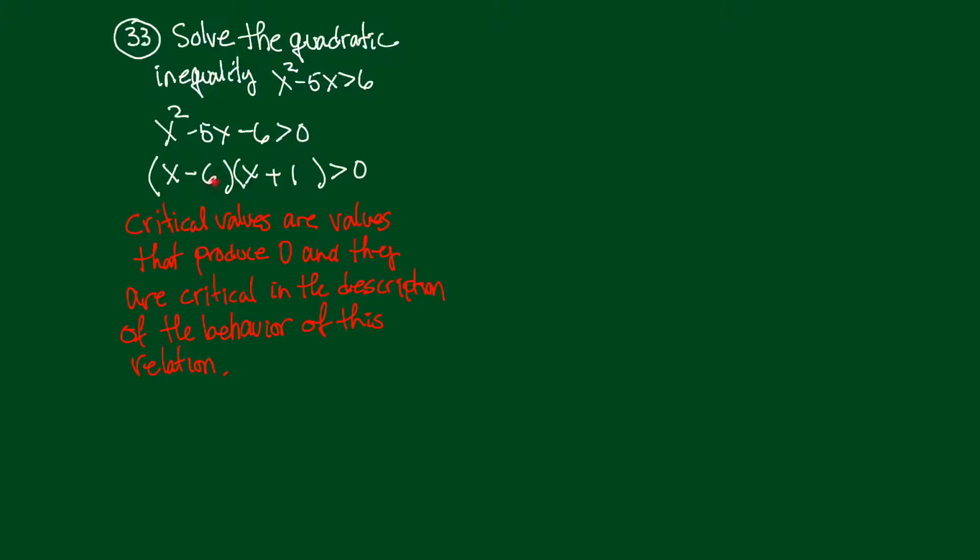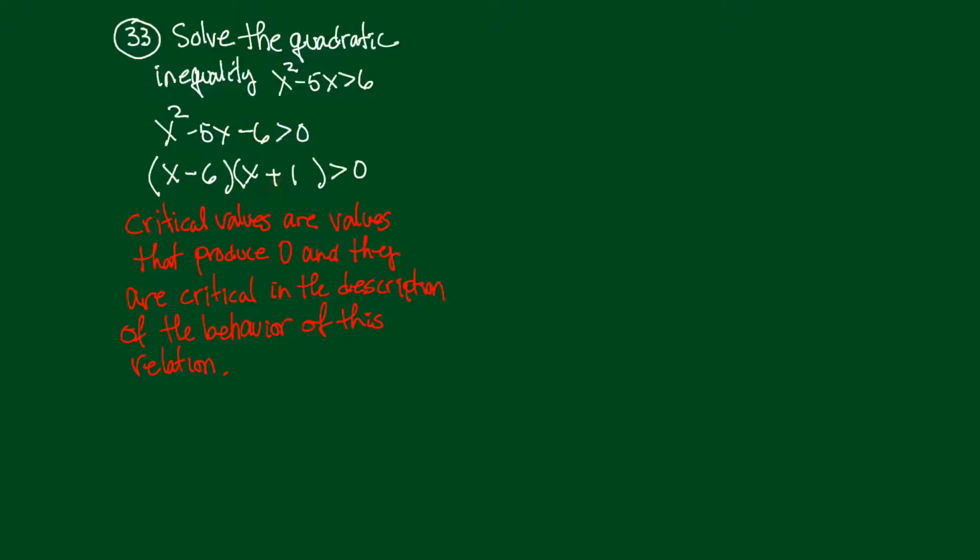We need to talk about critical values now. So critical values, these are values that produce 0 here. And they're critical when we try to describe the behavior of this. So we've got this relation up here. We want to describe its behavior. The critical values are values that produce 0, and they are really critical in describing the behavior.